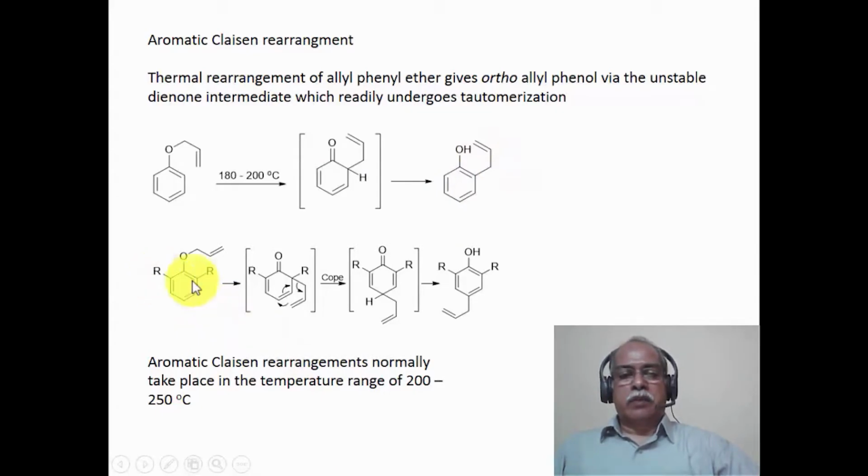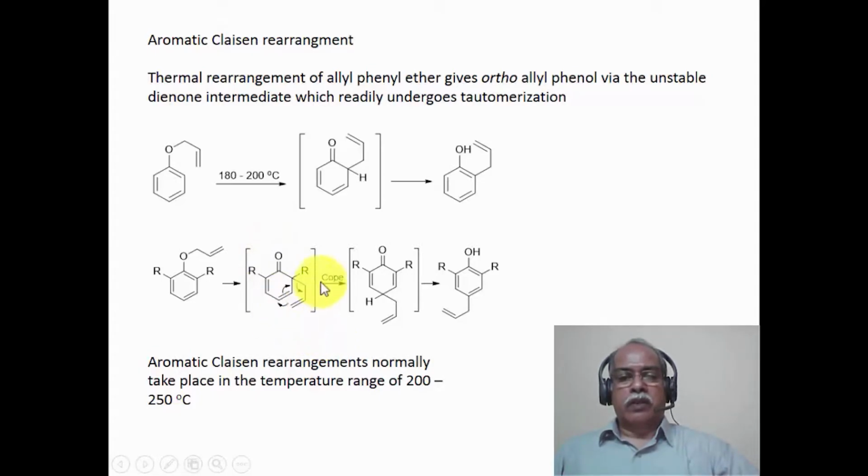When the ortho positions are blocked by methyl group or some substituent groups that are present in the ortho position, in the 2,6 position for example, this could be simply 2,6-dimethyl phenyl allyl ether. Initially it undergoes the Claisen rearrangement to give the ortho-allyl substituted derivative. Since there is no hydrogen here, this cannot undergo the keto-enol tautomerism to the corresponding phenol.